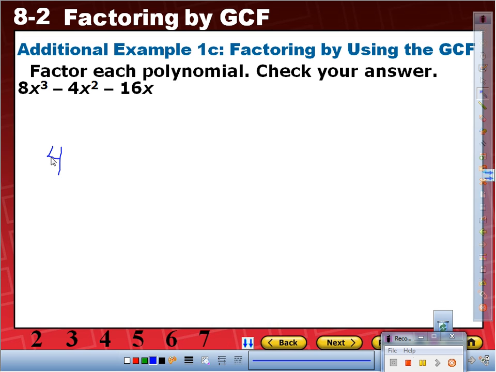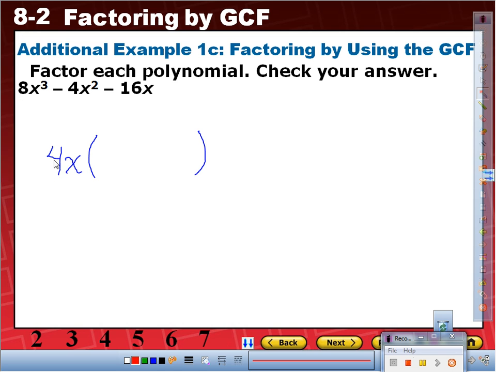Okay. Do all three terms have a negative as a coefficient? No, therefore I don't write a negative. Okay. Do all three terms have a variable x? Yes, there it is. Do all three terms have an x squared? No. So therefore I'm done up to right there. I get my parentheses, and it's our factoring.